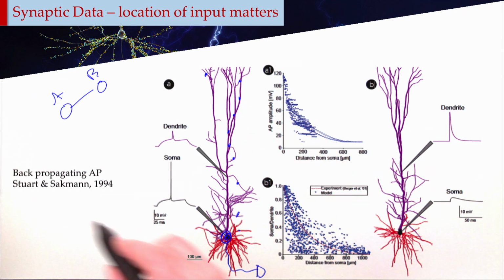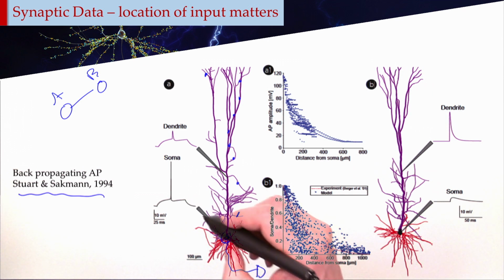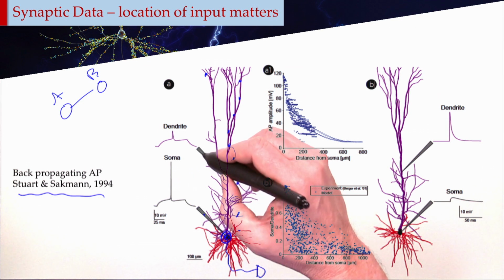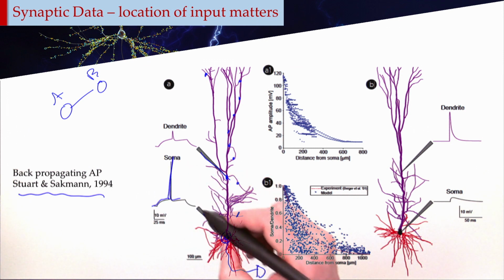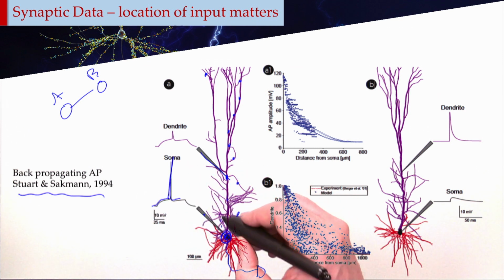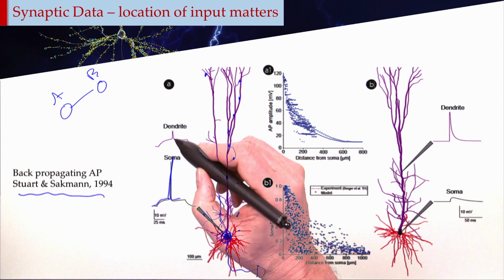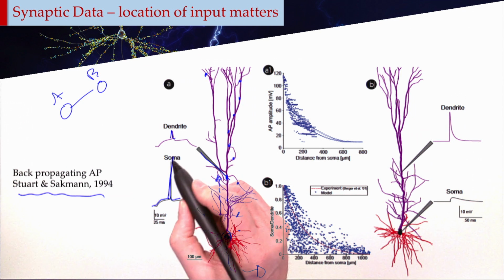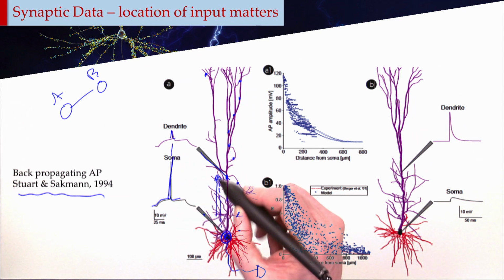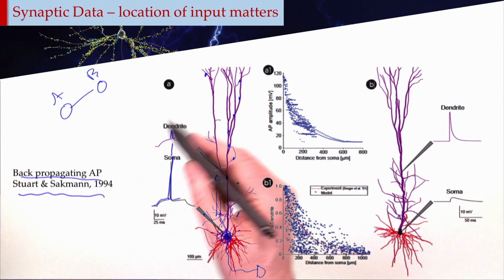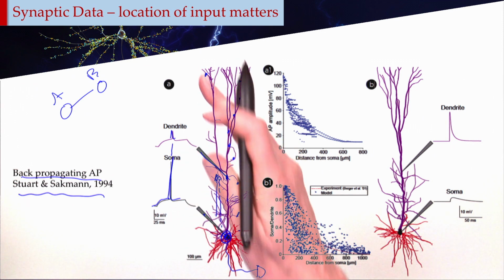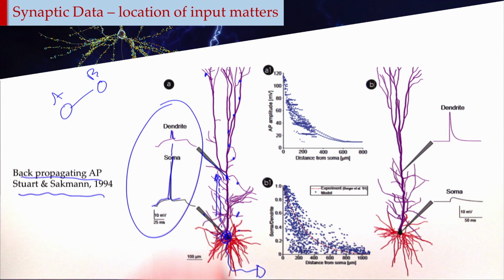In the case of detailed morphology, the location is extremely important. And here what you see is very elegant experiments done by Stuart and Sakmann, where they put an electrode into the cell body and then an electrode into the dendrites, and they evoked an action potential in the cell body, and it traveled backwards because we can see the delay, and then you see it in the dendrite after. So it basically travels back. It's called the back propagating action potential. This is very important because this is a signal that mediates plasticity and many other things, and it's a very important part of a lot of learning theory today.